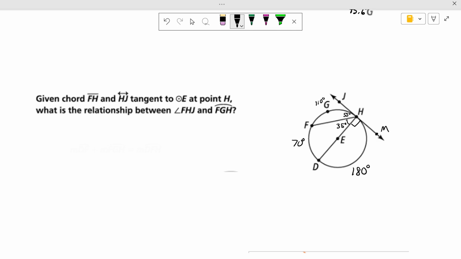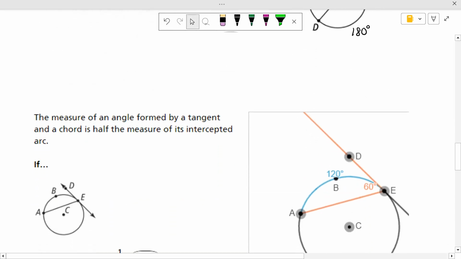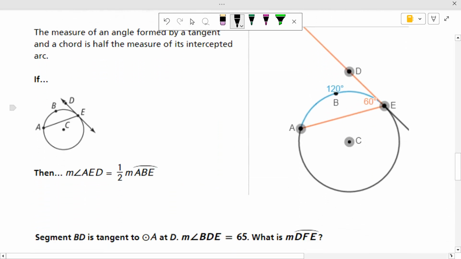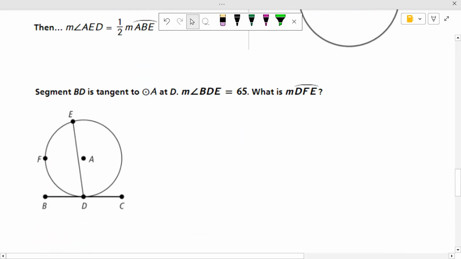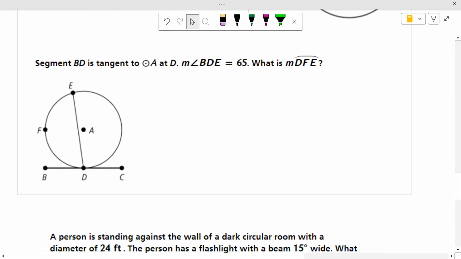So how does a tangent line and a chord compare to an intercepted arc? Well, the angle formed by a tangent line and a chord is half the intercepted arc. So it acts just like an inscribed angle. When you have a tangent line and a chord that makes a 120-degree arc, then the angle is 60 degrees. It is half.